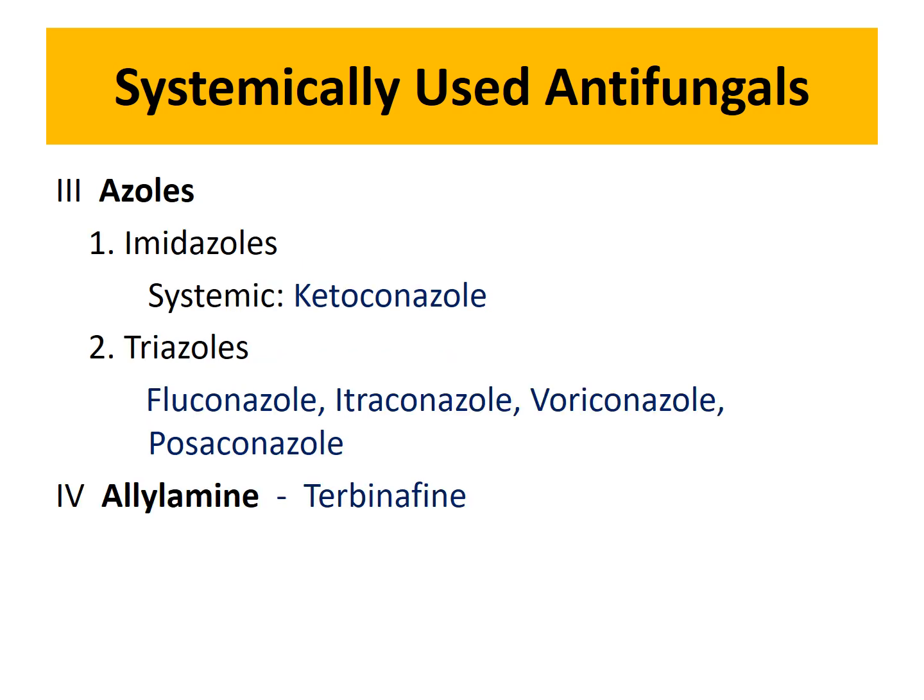Coming to the classification, the rest includes azoles and allylamine. Under azoles, there are imidazoles and triazoles. Under imidazoles, systemically we use ketoconazole, and triazoles include fluconazole, itraconazole, voriconazole, and posaconazole. Allylamine includes terbinafine. So, when we classify antifungals, they are divided into antibiotic antifungals, antimetabolites, azoles, and allylamines. So this is the classification of antifungals. We will go into detail about each antifungal drug.